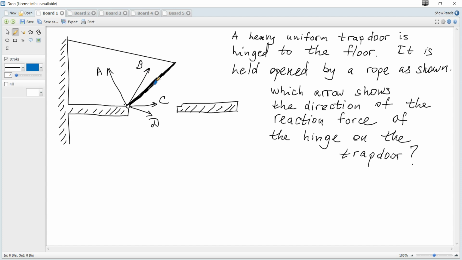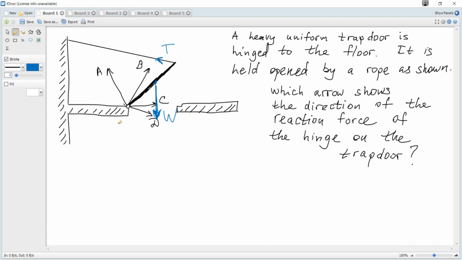Its weight is in the middle because it's a uniform trapdoor, and is directed downwards. Tension in this direction, and the reaction force at this point. And there are two ways to solve this problem, and the first way is the next.